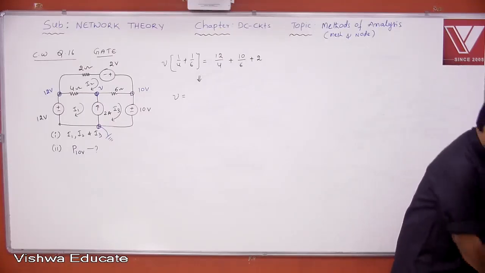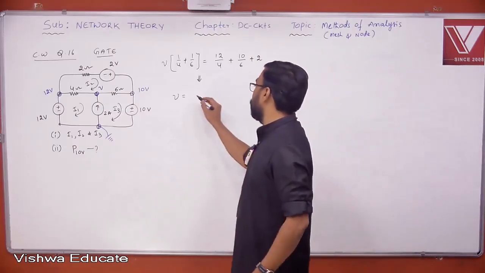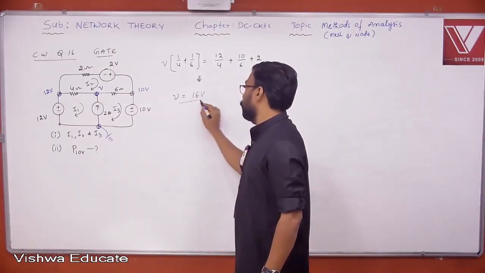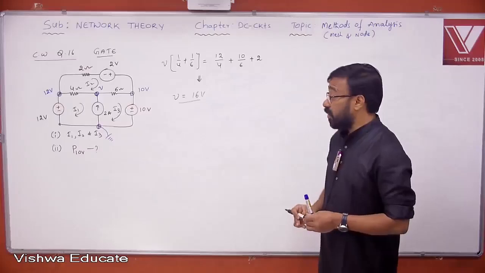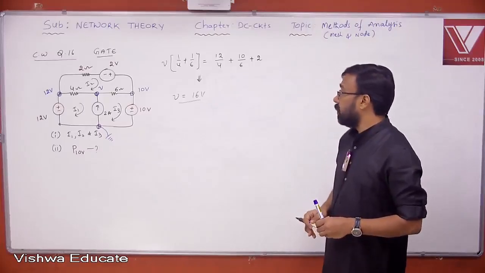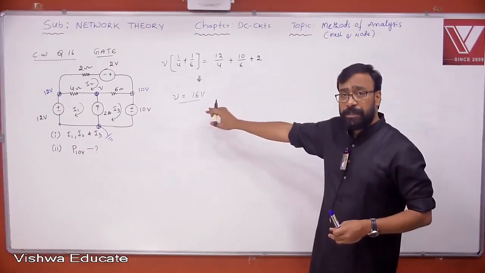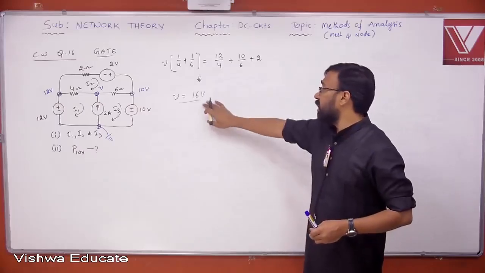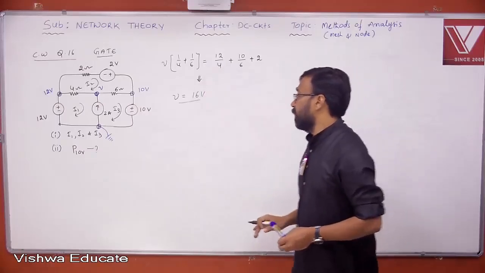Okay. So now the value of V is nothing but 16 volt. Understand, all of you? Now let us try to find I1, I2, I3. Hope you have noted this, all of you. I have calculated, and I got this 16 volt.